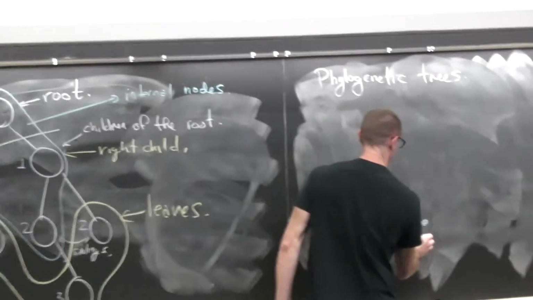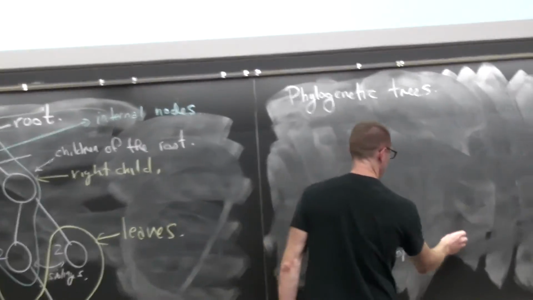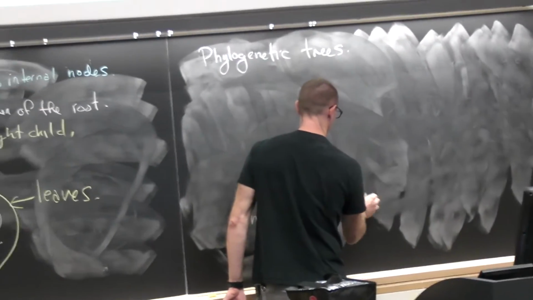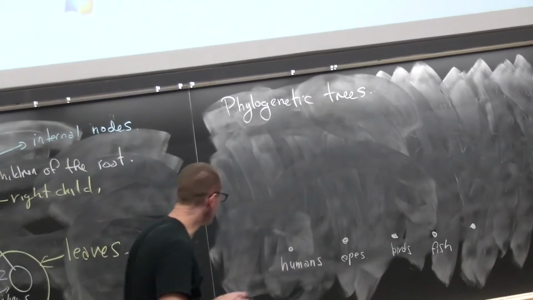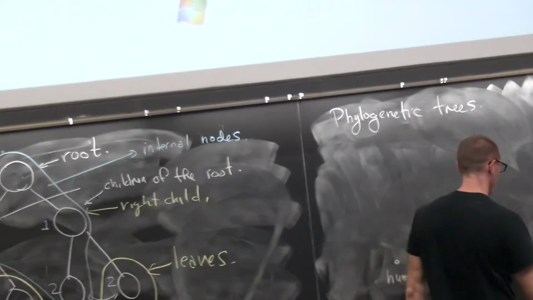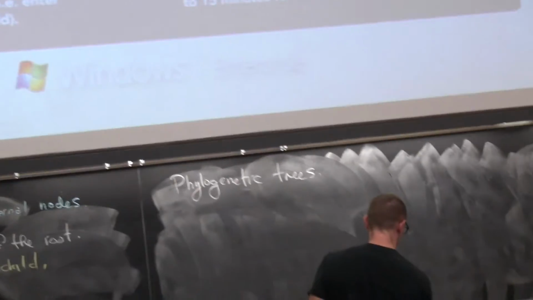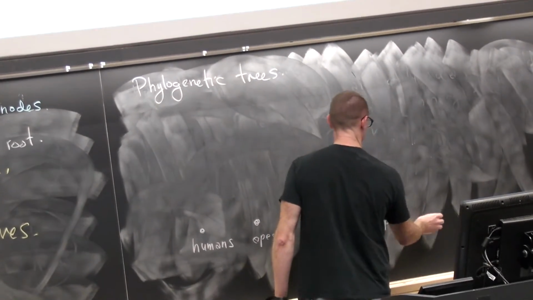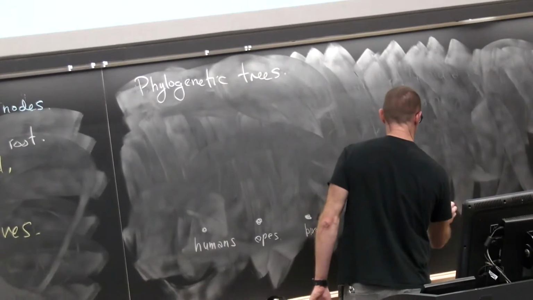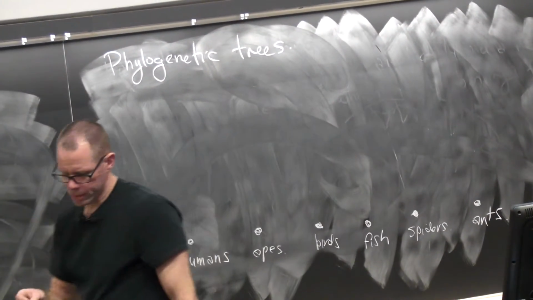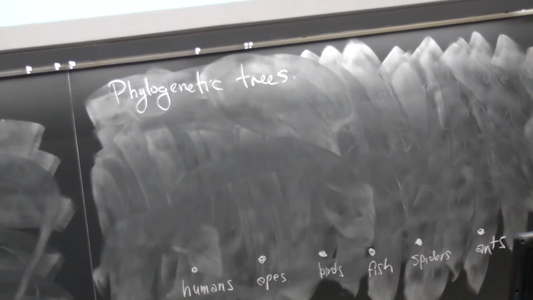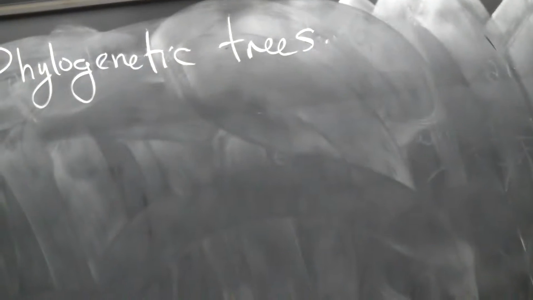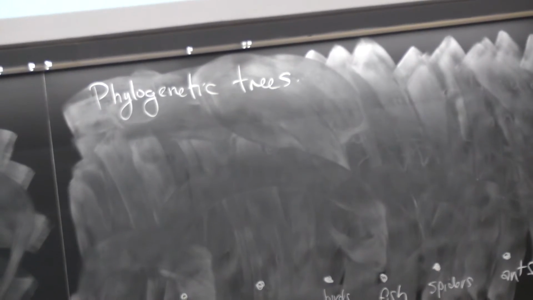humans, apes, birds, fish, and these are not even species, these are big groups of things. Spiders, ants. So the leaves in the tree are some kind of species, usually what are called extant species, meaning still alive. They still exist.